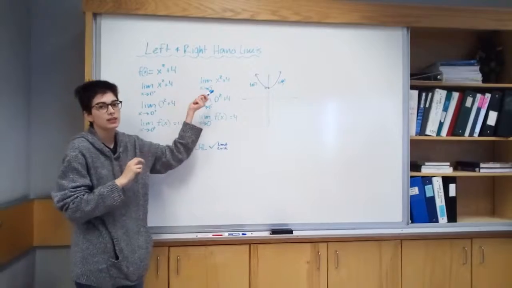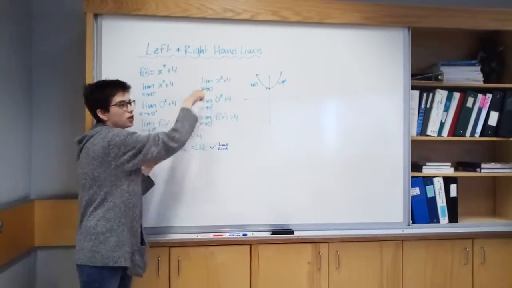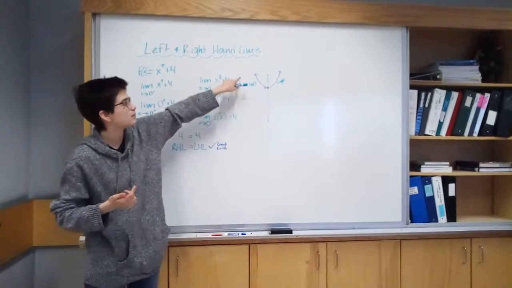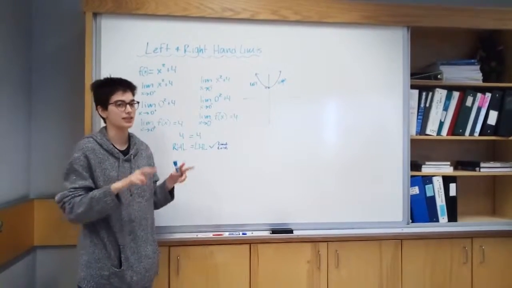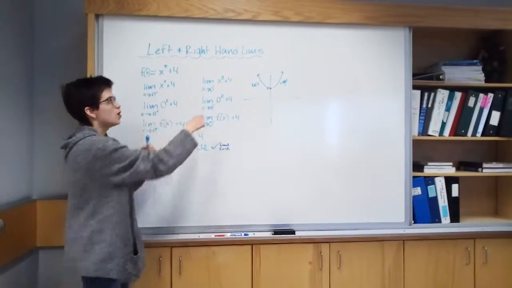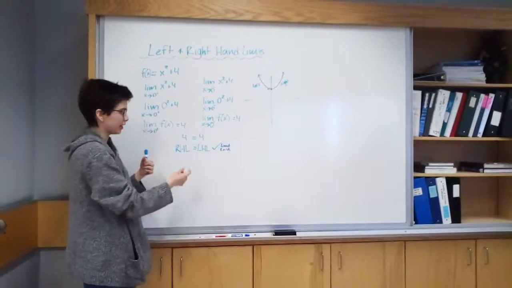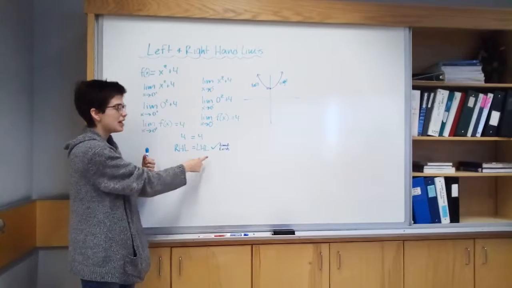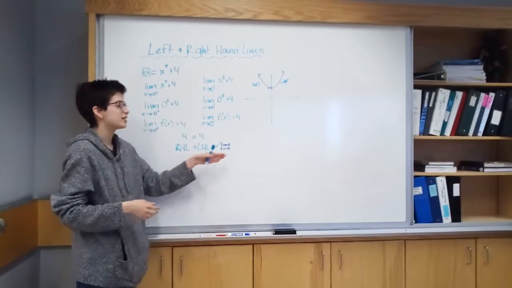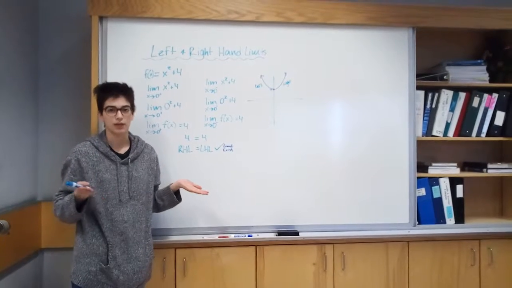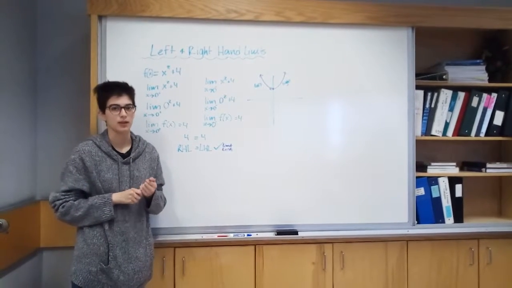We do the same thing on the left, except we have the negative exponent. Once again, not because it's actually a negative number in the top, but because we're coming from the left, and the left is the negative side. We do the exact same thing where we put in 0, and it turns out that we also get 4 here, and that's how we know that the right-hand limit and the left-hand limit are equal, which means that the limit exists.